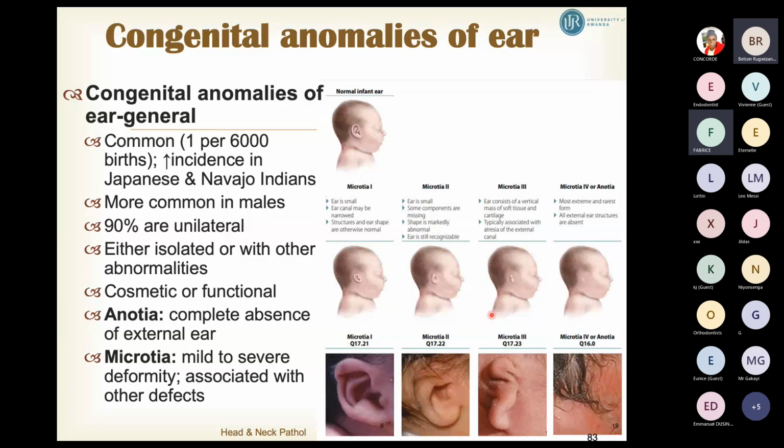So ngira ngo hari ni na makroti ari abantu bagira amatwi manini rimwe na rimwe bahimba gutyo nabyo bibaho. So cannot discuss everything here. So I note here there is complete absence of the external ear. Why makroti? They are married to severe deformity.